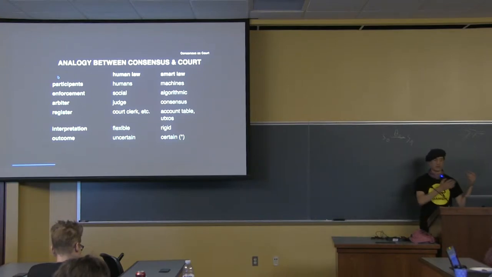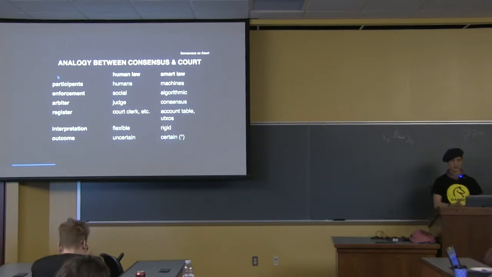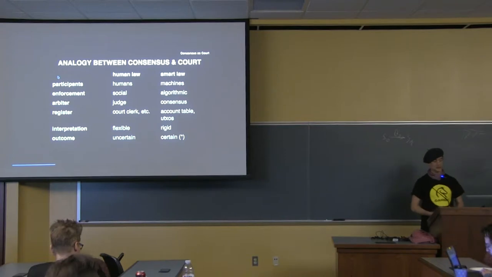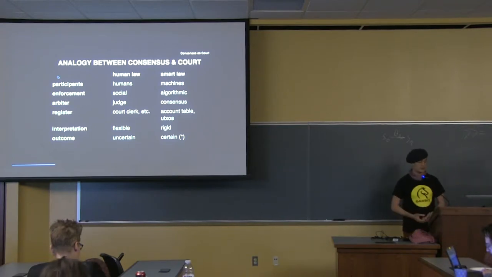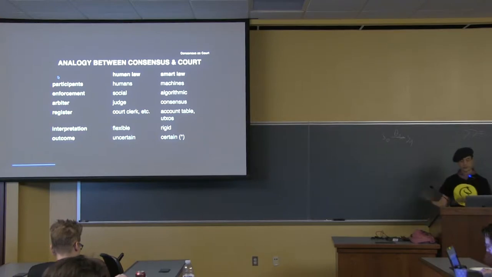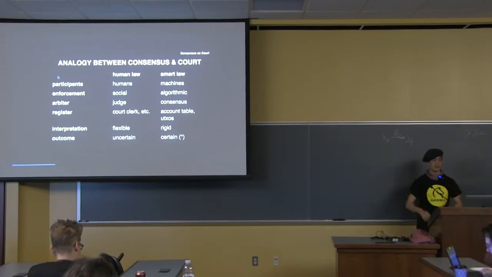The arbiter can be a judge or this consensus. The register can be a court clerk or an accountable. The interpretation of law can be flexible when it's done by humans or rigid when done by machines. It can be totally unpredictable with humans or predictable with machines within operating parameters.